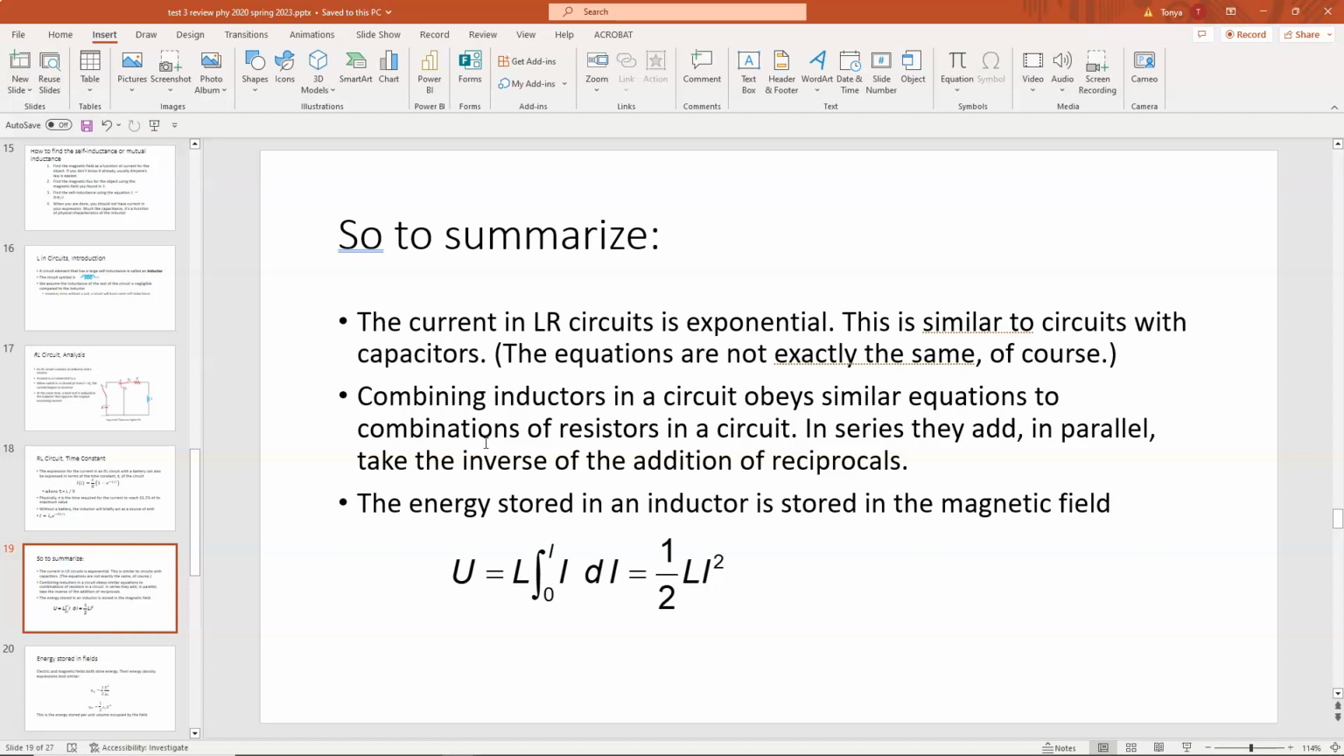Also remember that you can solve for how much energy an inductor has stored in the magnetic field at any given time. The equation for the potential energy stored in an inductor is 1/2 L i squared, where L is the self-inductance and i is the current through the inductor at that given point in time.